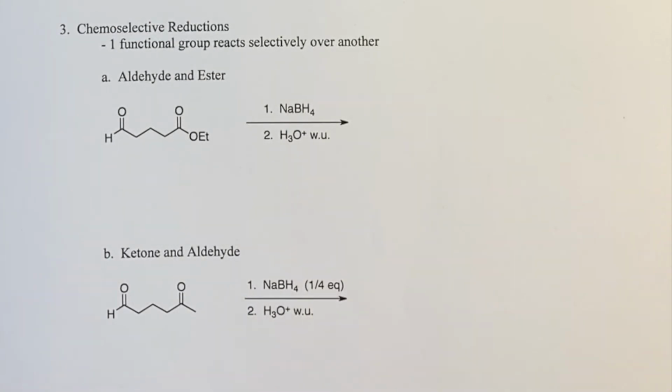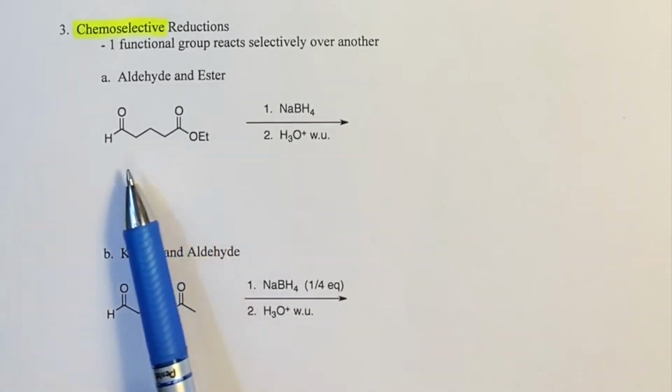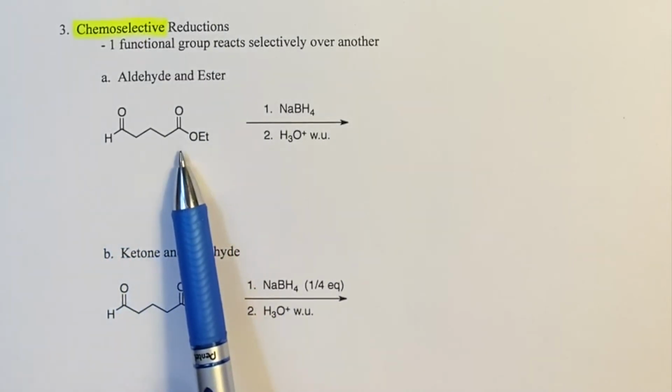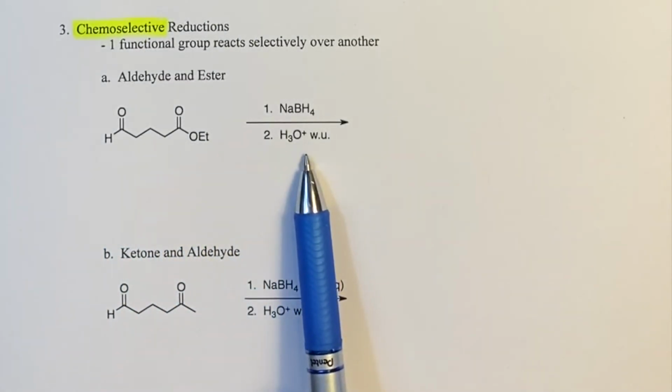In number 3, we're going to be looking at what's called chemoselective reductions. And the term chemoselective means that one functional group will react selectively over another. So the principles that we're going to be using when we run these chemoselective reductions are either control of our stoichiometry or taking advantage of an increased reactivity of one functional group over another in our molecule. So then in the first case, case A, I have an aldehyde and an ester in this compound. Here's my aldehyde functional group, here's my ester functional group. I'm going to be treating this compound with sodium borohydride followed by an acid workup.